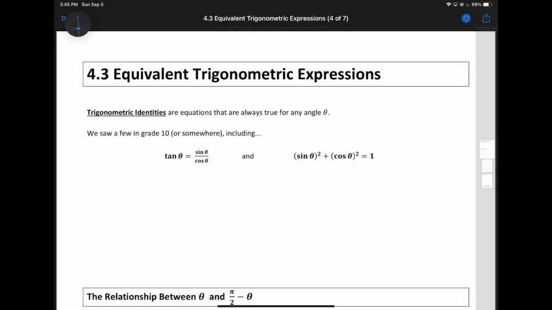Okay, the first two identities that I want to look at, and I put down here that these are from grade 10 or somewhere. You may not have seen these before. It's possible that your teacher skipped over them, but we'll cover them now, so that's okay.